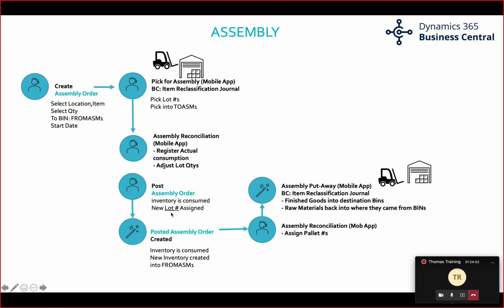Sometimes you might actually have raw materials that are left over, so you want to put them back as well. You want to remove them from the To Assembly 1 bin to whatever, Bin 1 or Bin 2 or wherever they came from. So there you have it, the entire assembly end-to-end process.